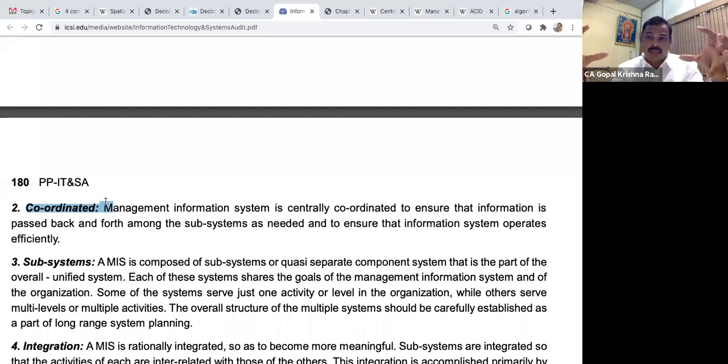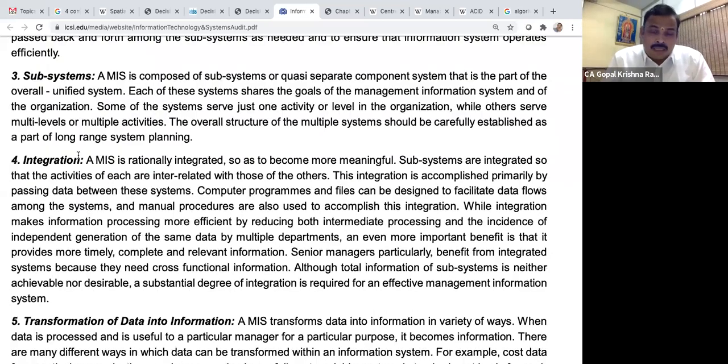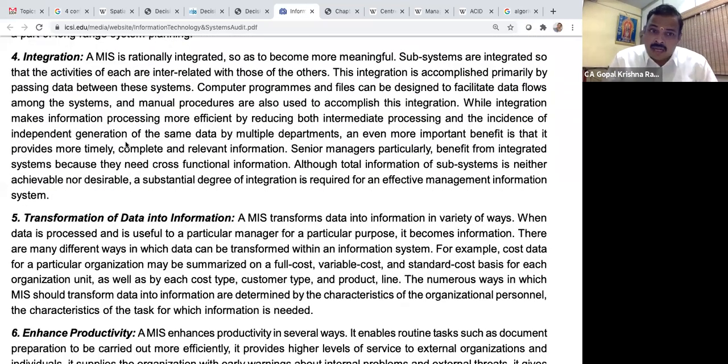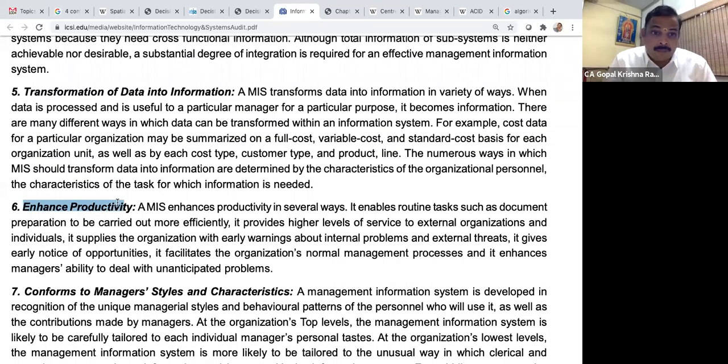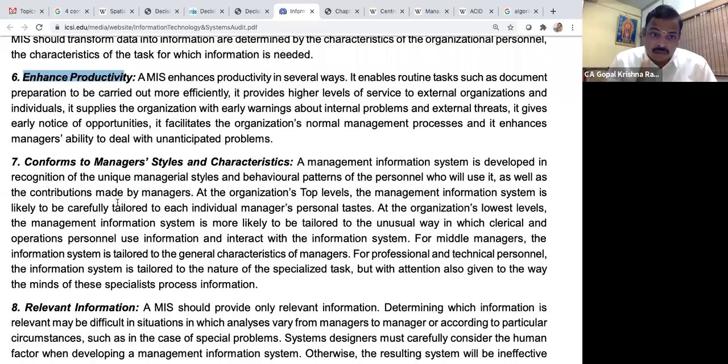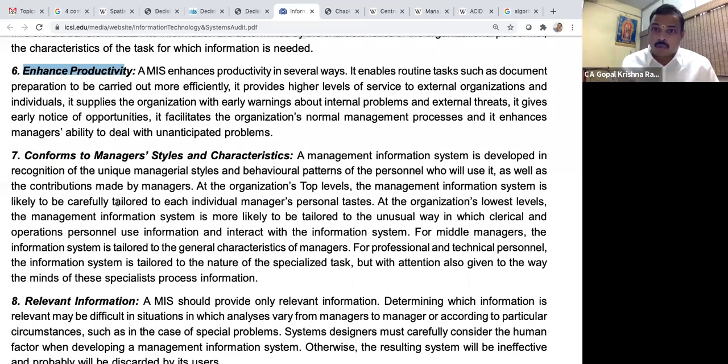So nowadays, that is why you have an integrated system, which we call an ERP. Integrated system is there. MIS becomes a module. You have to only log into that system and then pull the respective reports. So that is why it is integration, transformation of data into information. It will enhance productivity. So all this stuff is there. This is also an exam question which will carry maximum 4 marks.